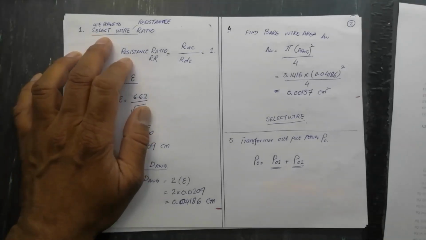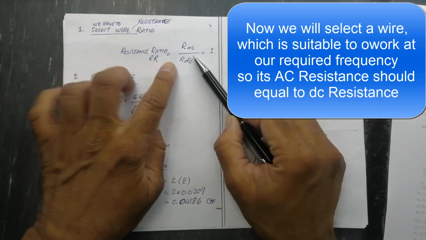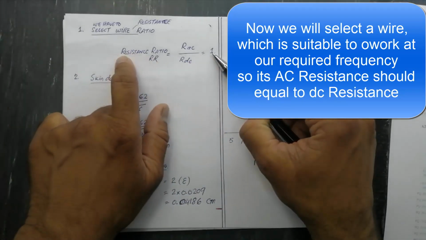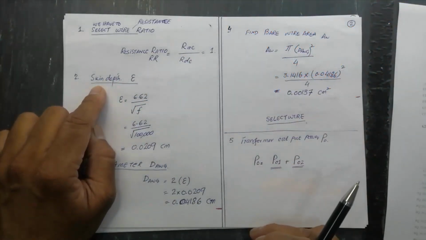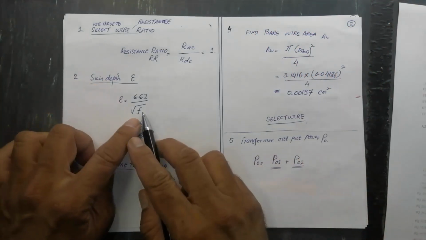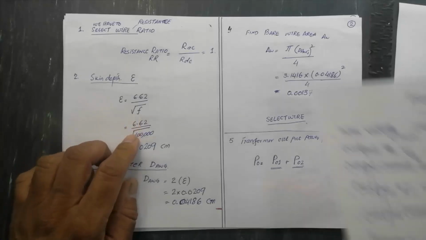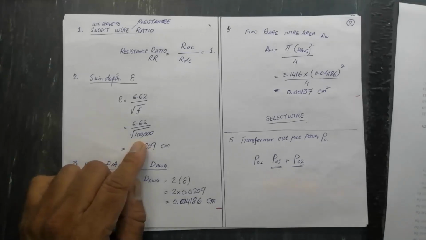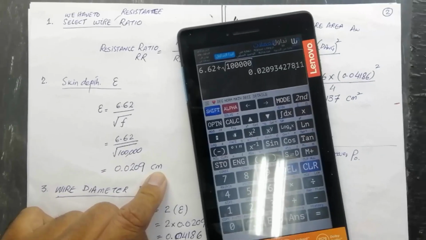Now we have to select a wire resistance ratio. We have to select wire. We have to consider the wire RAC or DC. The DC resistance and AC resistance ratio RR is equal to 1. Now we have to select the skin depth, the maximum current flow at this frequency: 6.62 divided by the square root of F, and F we are using 100 kilohertz. So this is our calculation: 0.029 centimeter. This is the skin depth.